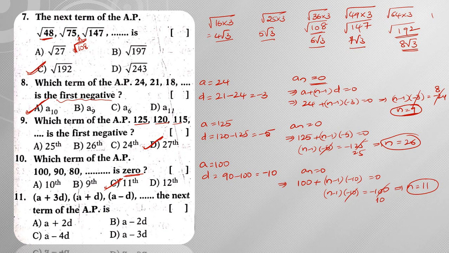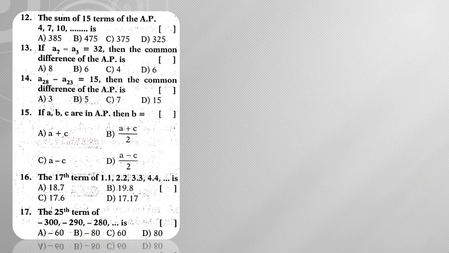Next, a plus 3d. So here we are having 3 times d, here we are having 1d. That means 2 d's are lessened, right? Next again, a minus d. So after a minus d, again we need to lessen 2d. So we need to lessen 2d. That means we are going to get a minus 3d. Okay, right? Next, moving on to question number 12, the sum of 15 terms of AP.